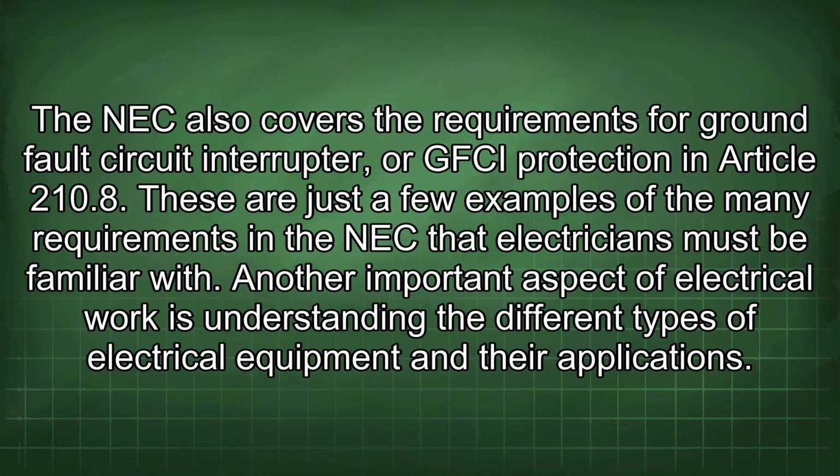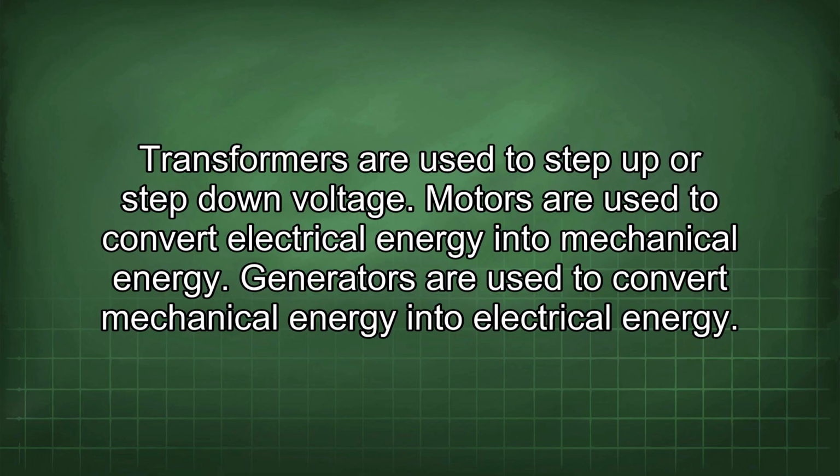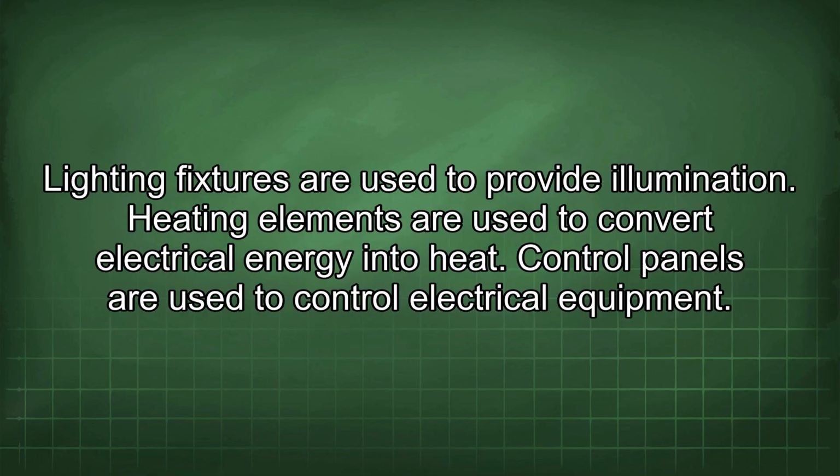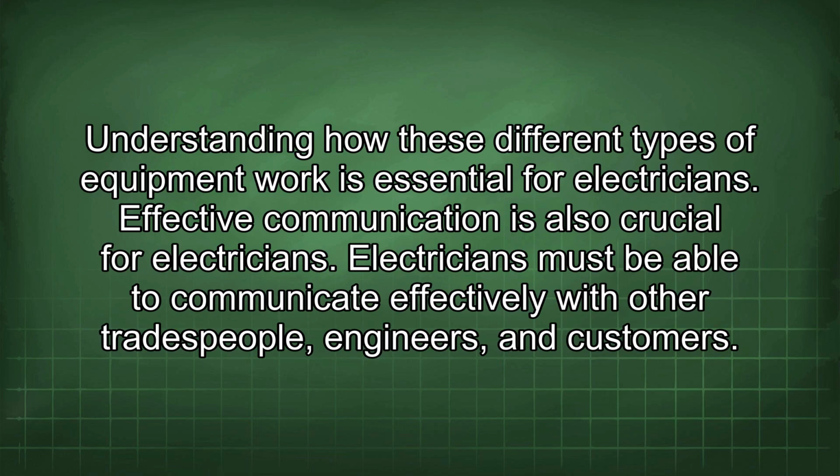Another important aspect of electrical work is understanding the different types of electrical equipment and their applications. Transformers are used to step up or step down voltage. Motors are used to convert electrical energy into mechanical energy. Generators are used to convert mechanical energy into electrical energy. Lighting fixtures are used to provide illumination. Heating elements are used to convert electrical energy into heat. Control panels are used to control electrical equipment. Understanding how these different types of equipment work is essential for electricians.